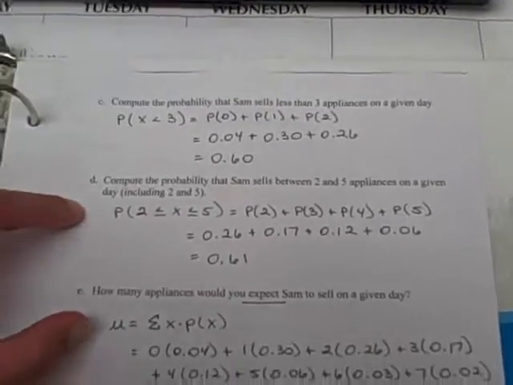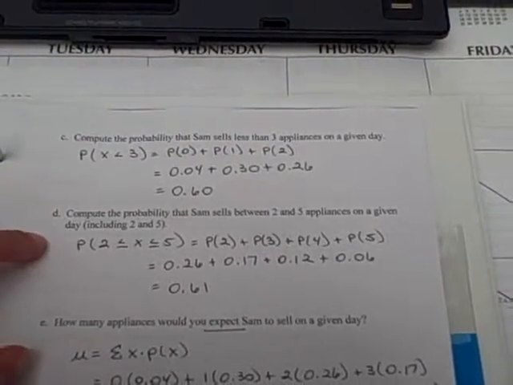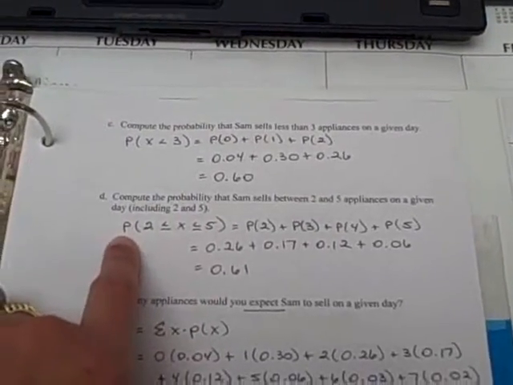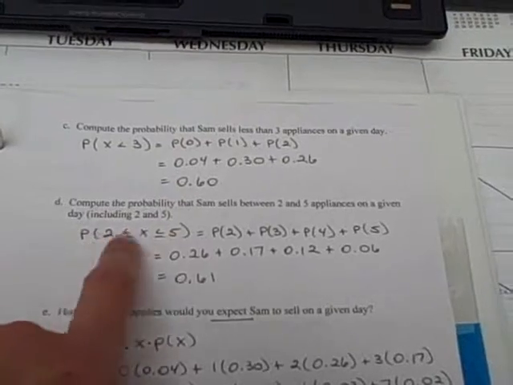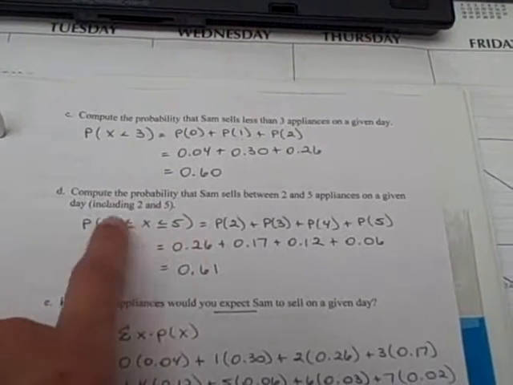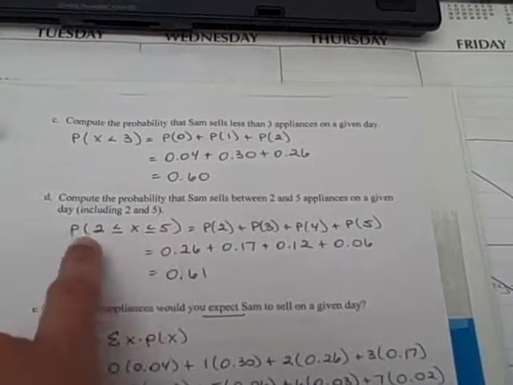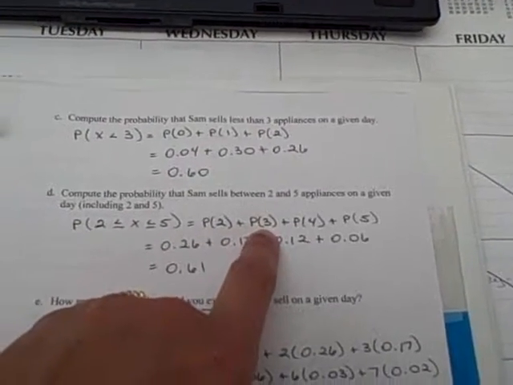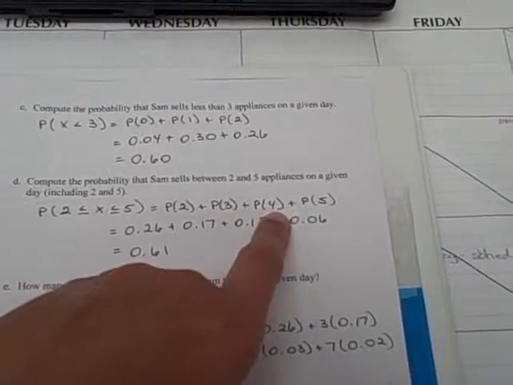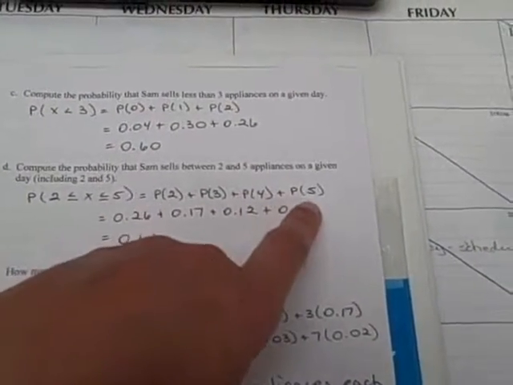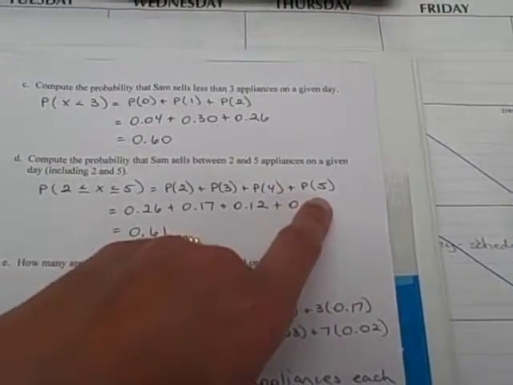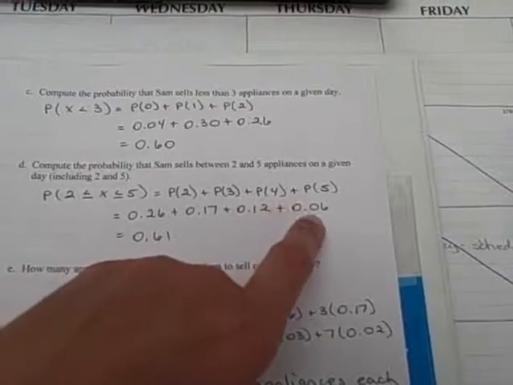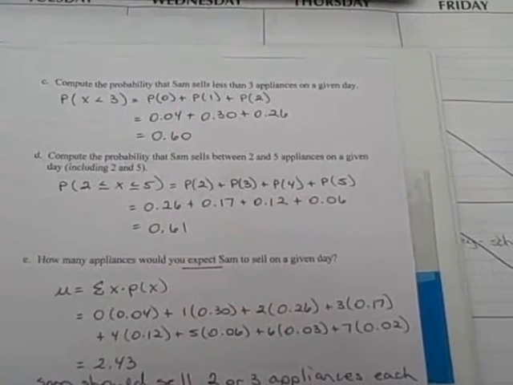Compute the probability that Sam sells between 2 and 5 appliances on a given day, including 2 and 5. So now we want the probability that X is between and including 2 and 5, so 2 is less than or equal to X, which is less than or equal to 5. That's the probability of selling 2 appliances plus the probability of selling 3 appliances plus the probability of selling 4 appliances plus the probability of selling 5 appliances. So 0.26 plus 0.17 plus 0.12 plus 0.06 is your 0.61.